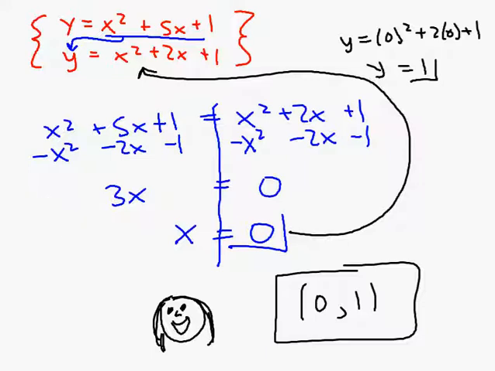Now, sometimes we're not so lucky. Should we do another one where we're lucky? No? Good. Because I didn't want to. Let's do one where we're unlucky. Let's get an unlucky one.